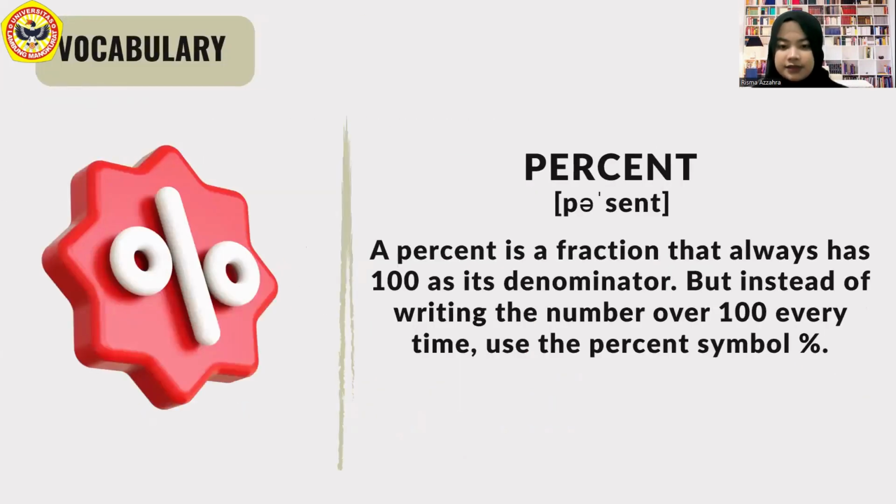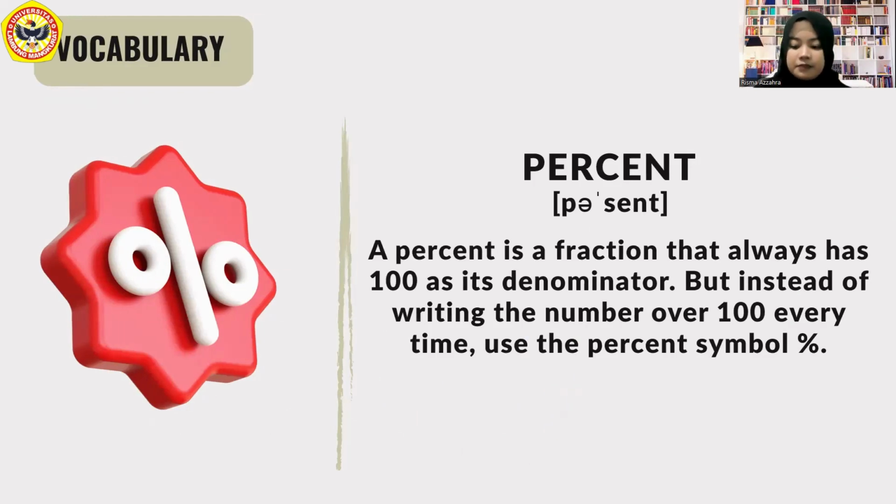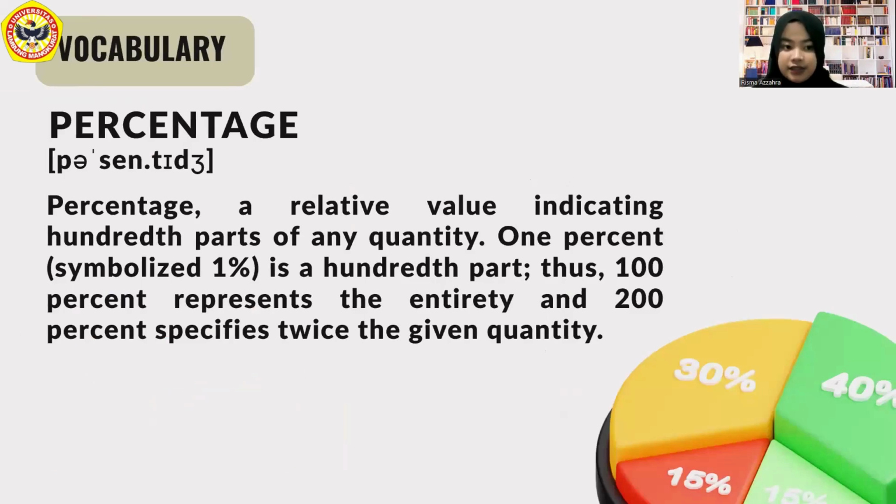Percent. Percent in bahasa is persen. A percent is a fraction that always has 100 as its denominator. But instead of writing the number over 100 every time, we use the percent symbol. Percentage. Percentage in bahasa is persentase. A percentage is a relative value indicating 100 parts of any quantity. 1% is a 100th part, thus 100% represents the entirety and 200% is twice the given quantity.